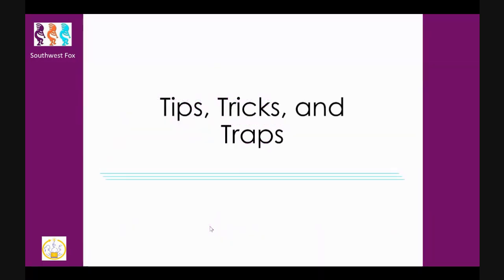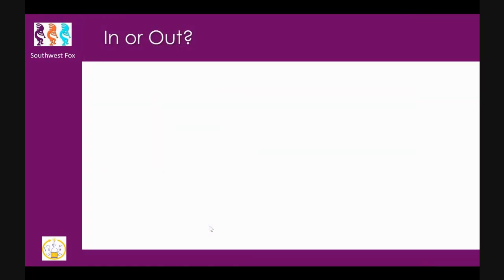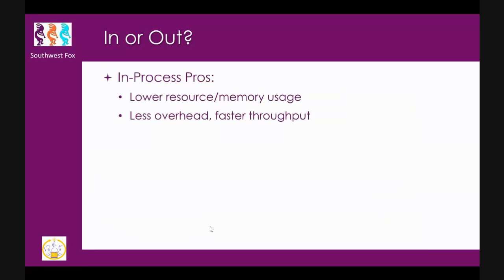Okay, let's go over some tips and tricks as well as some gotchas for parallel processing. Now that we've got these in-process workers in ParallelFox 2.0, is that the new recommendation or the new default? No, the default is still going to be these out-of-process COM EXEs, but there are pros and cons to using the in-process. The main pros are lower resource and memory usage. It also has less overhead and faster throughput.